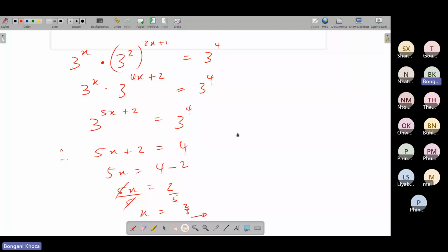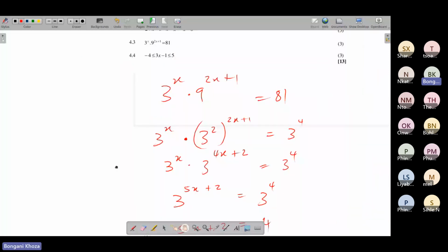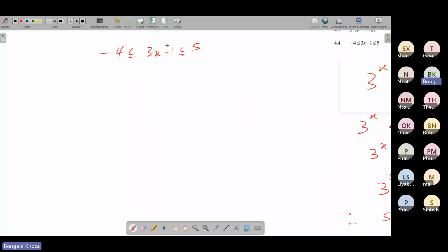Okay, I assume silence means there's no question. Lastly, we have an inequality there, minus 4 is less than or equals to 3x minus 1, which is less than or equals to 5. So we're solving for x as well. So remember, for inequalities, we are going to get a range of values, right? So remember, we have 2 inequality signs. Whatever I'm going to do this side, I have to do this side.